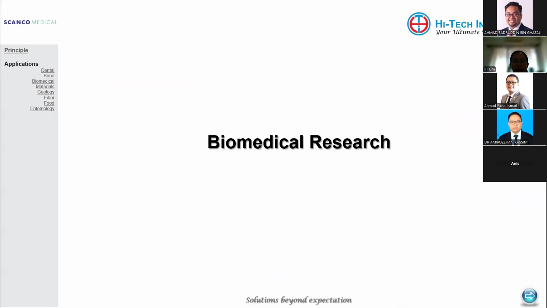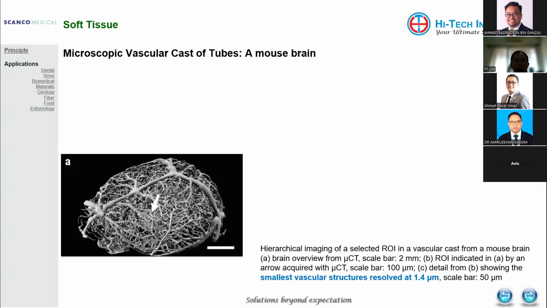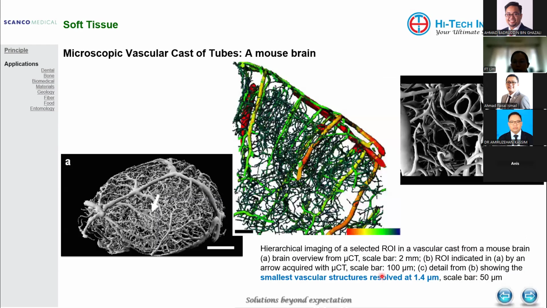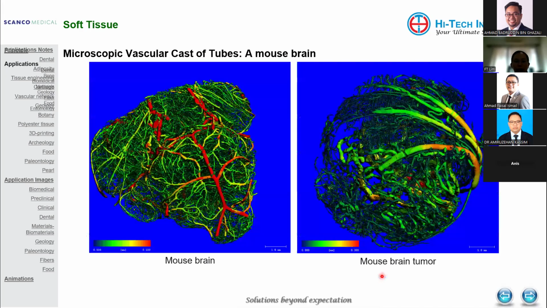Okay, so next is general biomedical research. We can do it on a brain. We can look at the brain. By using a MicroCT, we can resolve the smallest vascular structures as small as 1.4 micron. So further zoom in. Okay, we can also study the thickness. That's the standard features. So this is a nice image of a mouse brain, and this is a brain tumor of a mouse. But of course, this one has been injected or treated with a contrast agent.